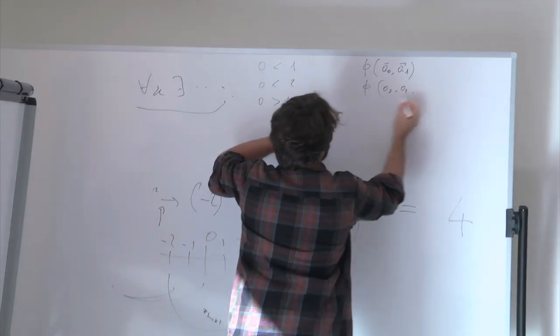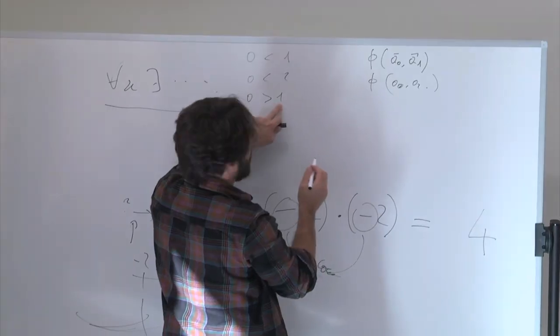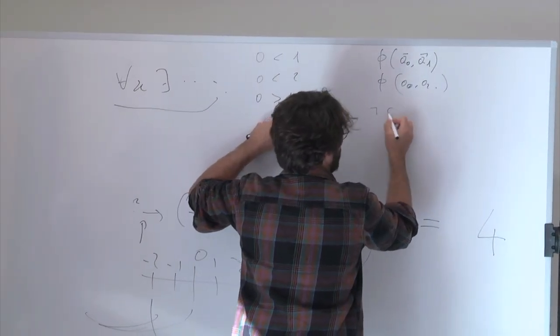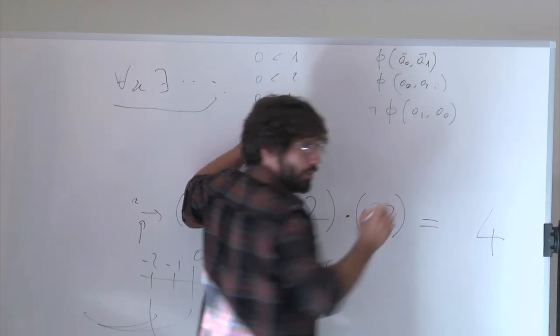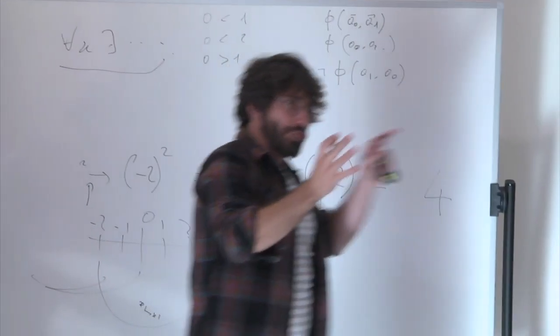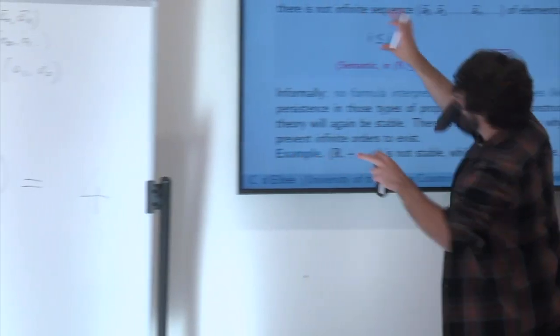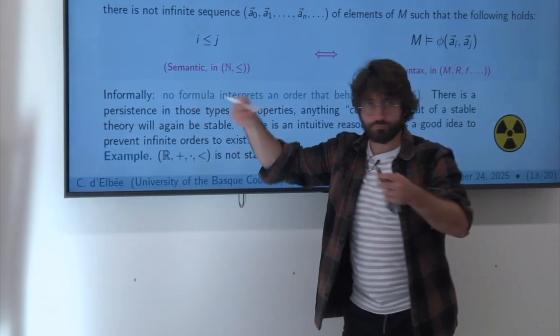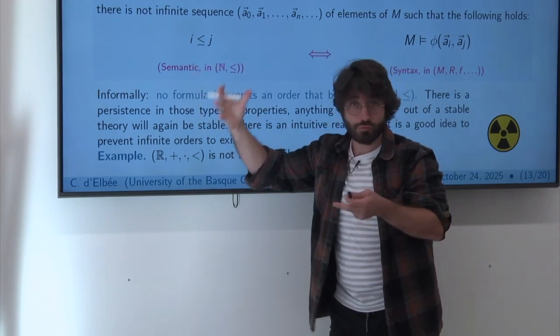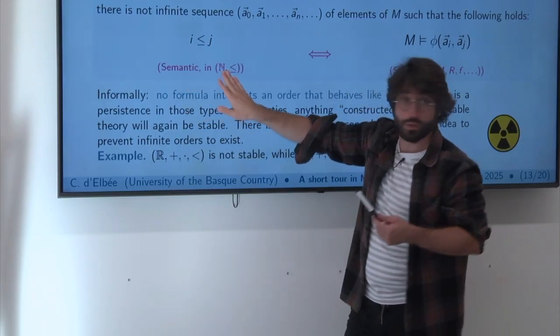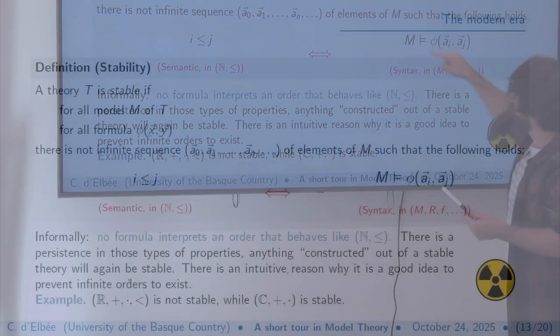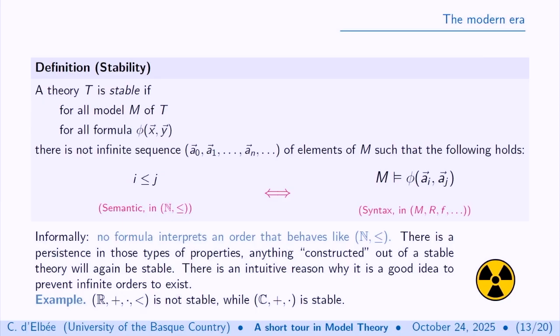So this is phi of A0, A2, but 0 is greater than 1. So I will have not phi of A1, A0. Okay, I have this sort of correspondence between this true statement, this sort of condition, which is a condition in the natural numbers, and I'm transferring it into the way that phi holds on this sort of line of elements.